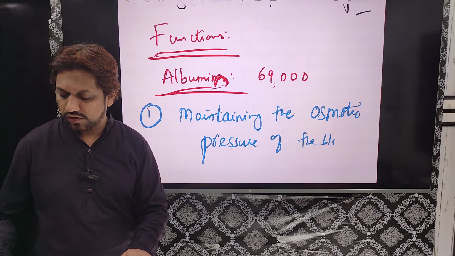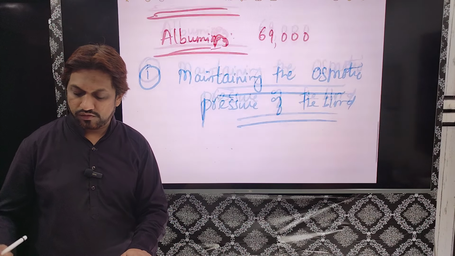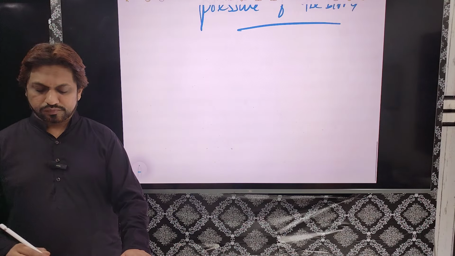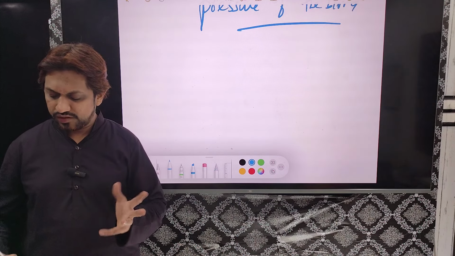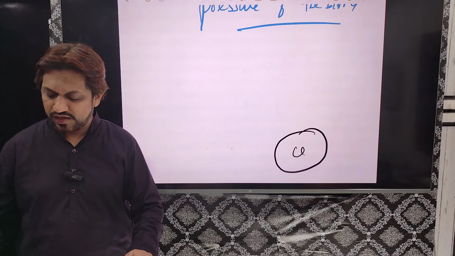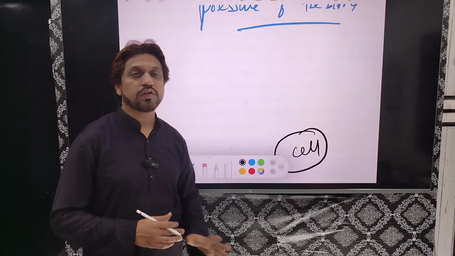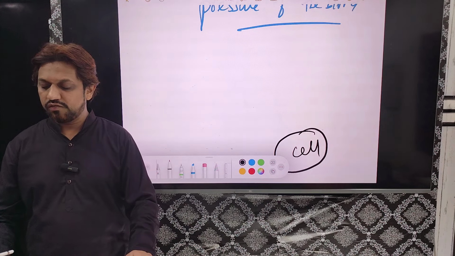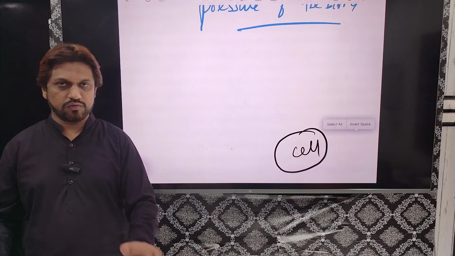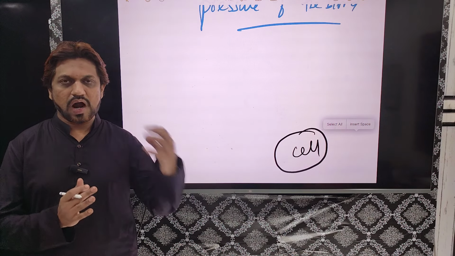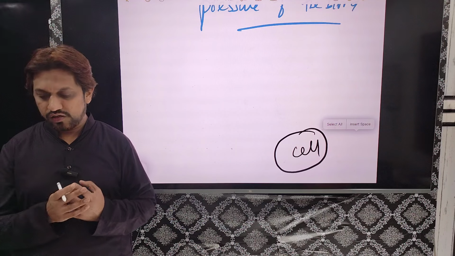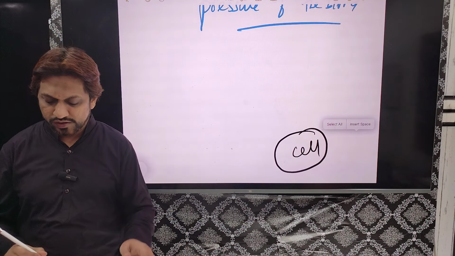Now what does it mean? Let me explain. Consider any cell. The transport of substances between the circulation and this cell takes place at the level of the capillaries. You know the circulatory pattern: the arteries, then smaller arteries, then arterioles. The arterioles will divide into capillaries.